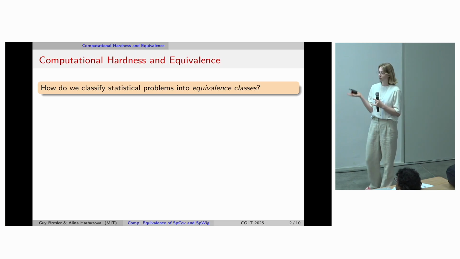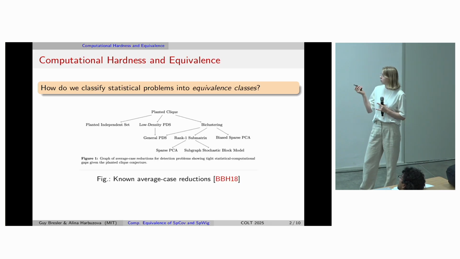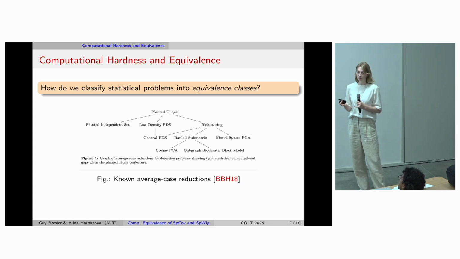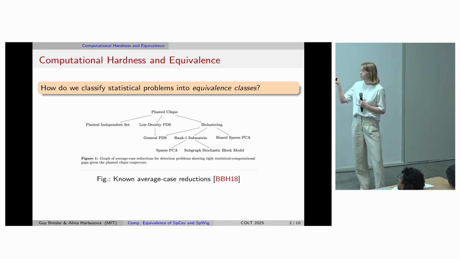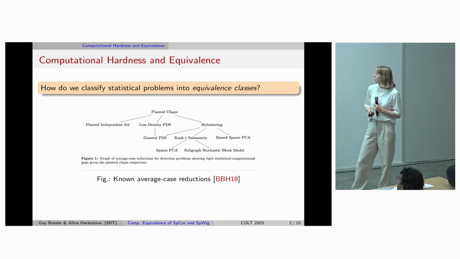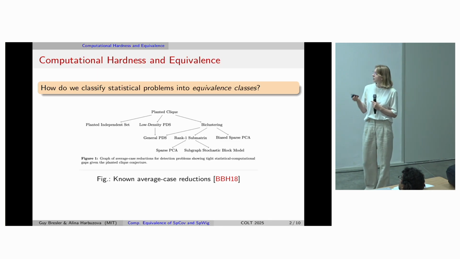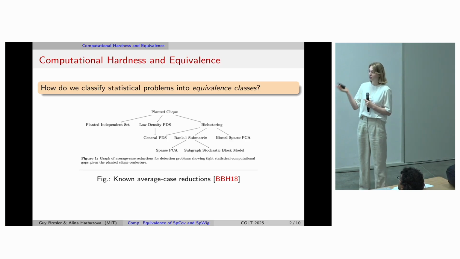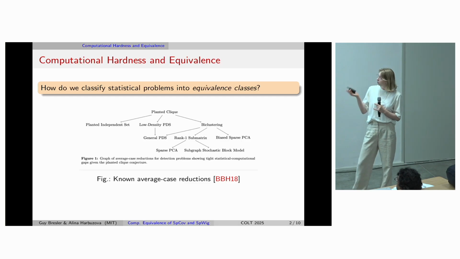So how do we approach this question of establishing equivalence between statistical models? The main tool at our disposal is going to be average-case reductions. Many average-case reductions are known. For example, on this diagram, you can see plenty of the reductions stemming from the planted clique conjecture. An average-case reduction is an efficient algorithm that takes an instance of a statistical problem, like planted clique, and maps it to an instance of a different statistical problem while preserving the distribution. Then, conjecturing the hardness of the former one, we obtain the hardness of the latter one.